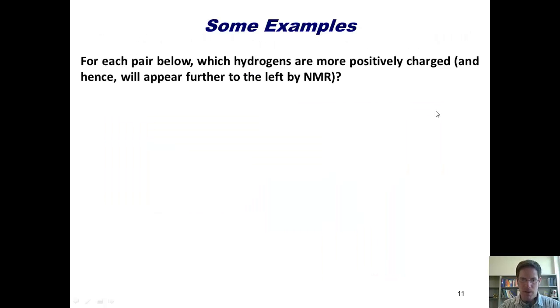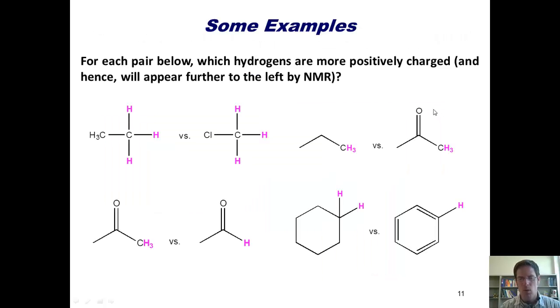For each of the pairs of molecules shown here, which hydrogens do you think are more positively charged and hence will appear further to the left on a proton NMR? And why do you think that? Now, if you want to, you can pause the video here and consider the answers before going on.